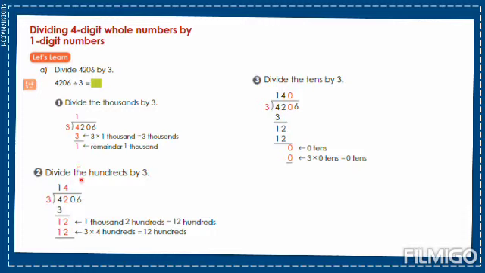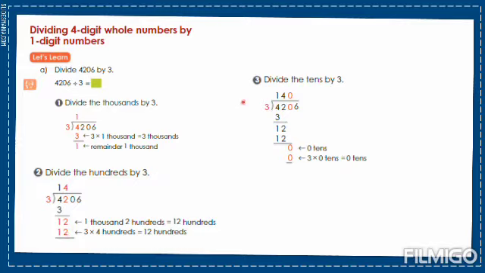So for step 2, divide the hundreds by 3. Then we're going to bring down the 2 here. So it's already 12. 12 divided by 3 equals 4. Then 4 times 3 equals 12.